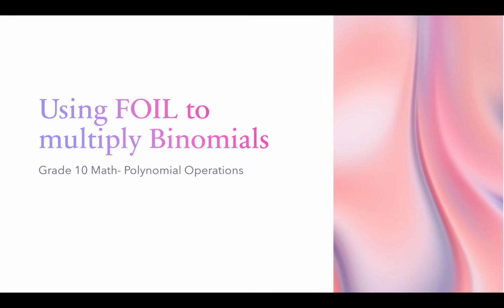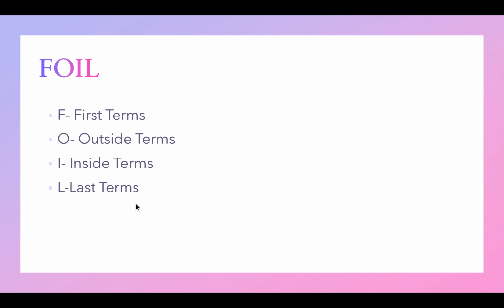Okay, so today's video is for Math 10C using the word FOIL to multiply binomials. If you're using the word FOIL, what I like to tell my students is we're just essentially following arrows by saying first, outside, inside, last.